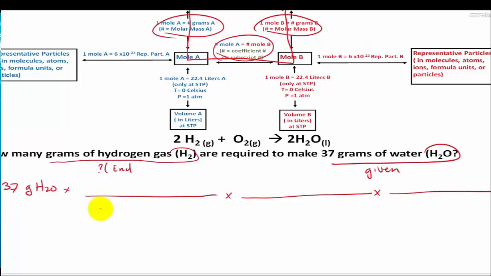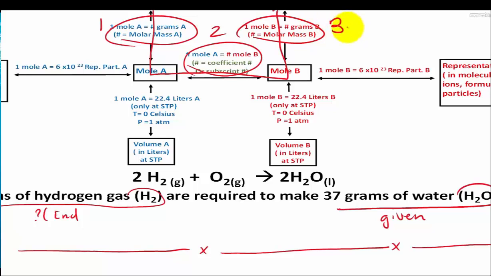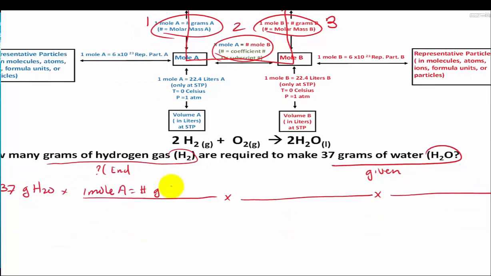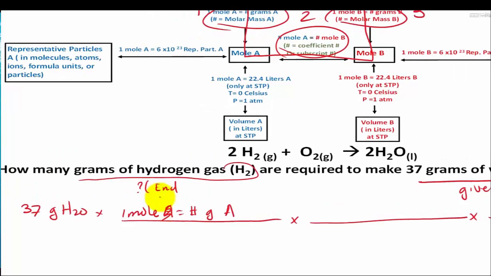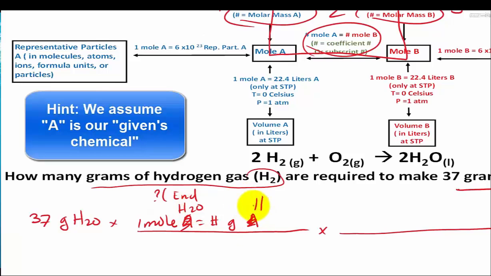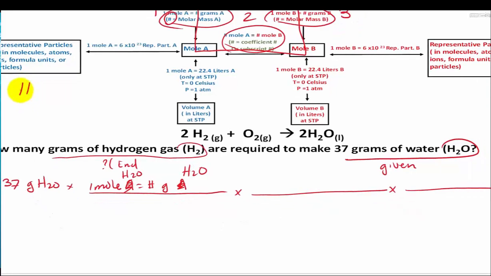Now what we have is, based on the conversion factor, this is our first one, second one, and third one. So the first one is 1 mole of A equal to the number of grams of A. Now what is A? A is our given chemical. In this case it is water. So A is going to be replaced with water. So 1 mole of water equal to the number of grams of water. What does this number represent? This number is equal to the molar mass of water, or the molar mass of the given chemical. In this case we have water.